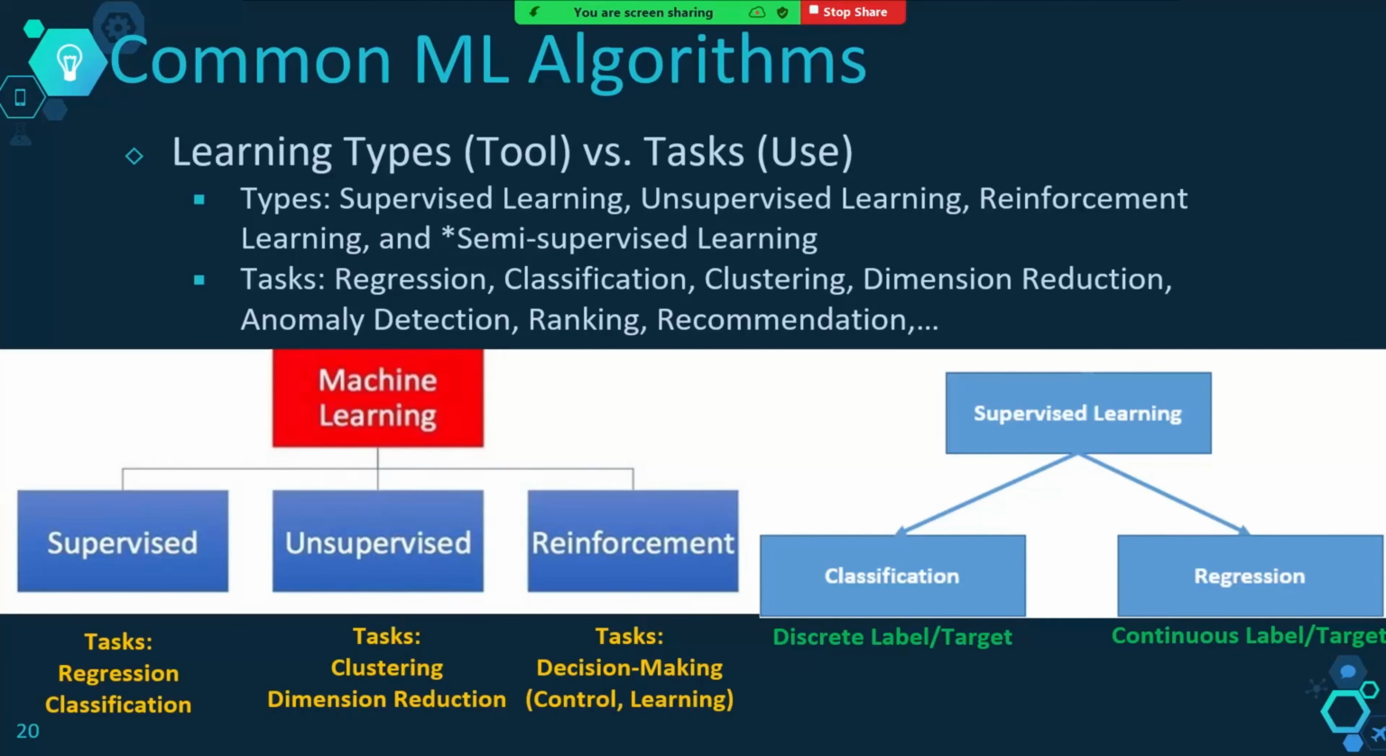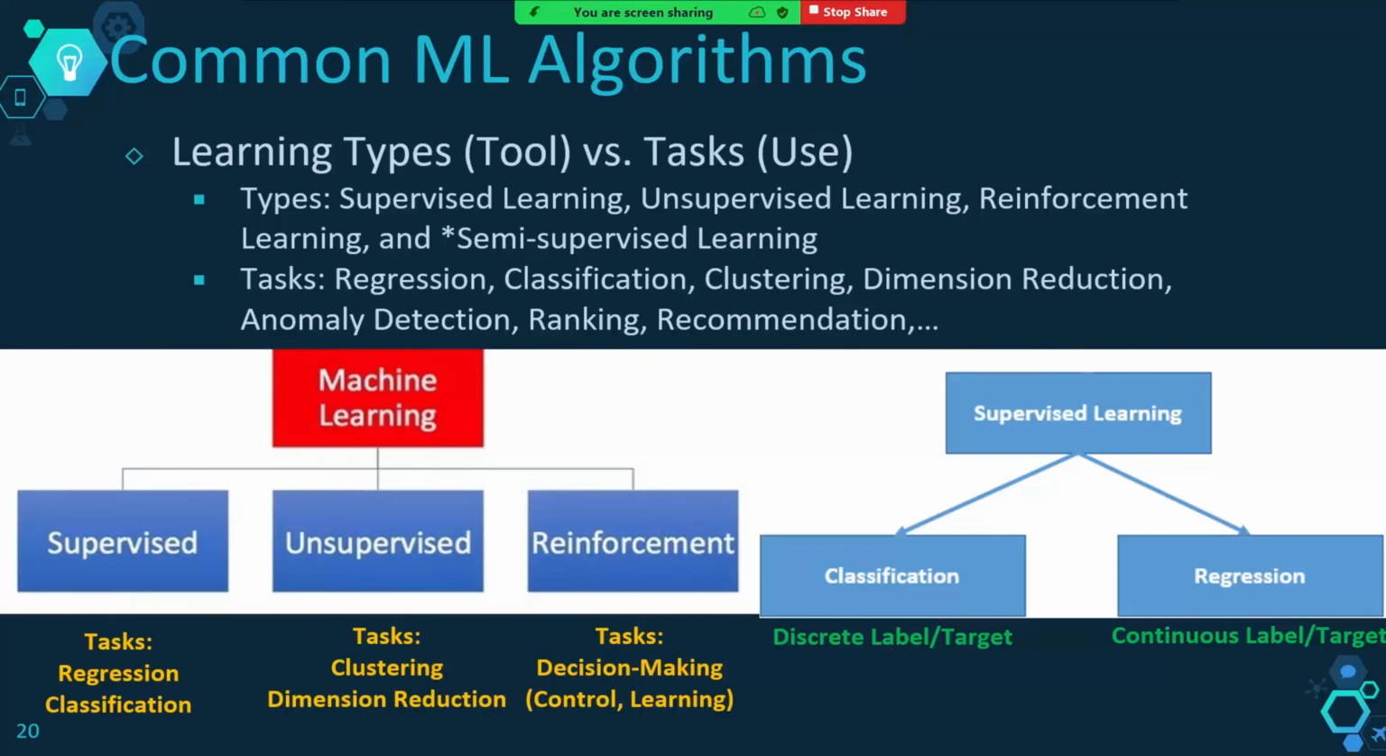And learning types and the tasks. These can also be confusing. First, learning types. In a simple way, we can divide the machine learning algorithms into three big categories: supervised learning, unsupervised learning, and reinforcement learning. Of course, we also have something called semi-supervised learning, but in this course, we will not talk too much about that.